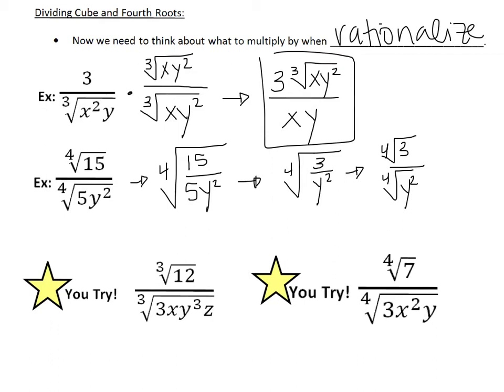I have 2 y's, and in order to leave, I need a group of 4, so I need 2 more. So I'm going to multiply both my numerator and my denominator by the fourth root of y squared. So I'll have a total of 4 y's. So my final answer here, when I multiply, I'll get the fourth root of 3y squared over, and now that I have 4 y's, 2 here and 2 here, a y will come out.